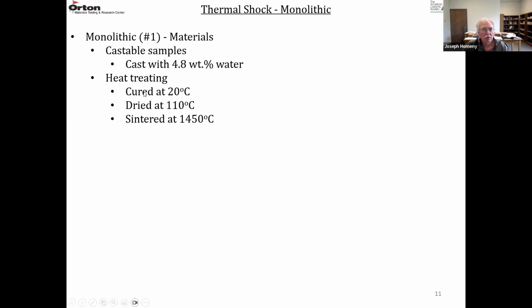You cannot run a thermal shock test like this on a material that's just cured at room temperature. It's got a lot of water in it. As soon as you heat it up where the cement starts to decompose around 300 or 400 degrees C, you're going to generate steam and these bars will explode or be severely damaged. So you have to remove both the physically and chemically held water before you can do a thermal shock test. And in reality, when you cast the wall in a furnace with the castable, you go through a dry out schedule and you remove the chemically held water and the physically held water.